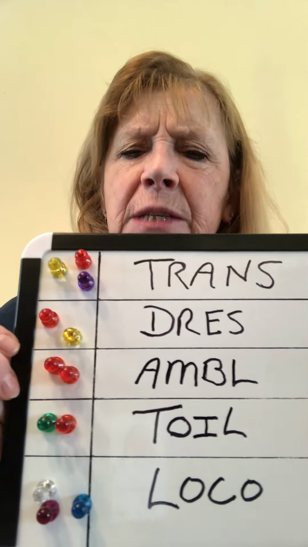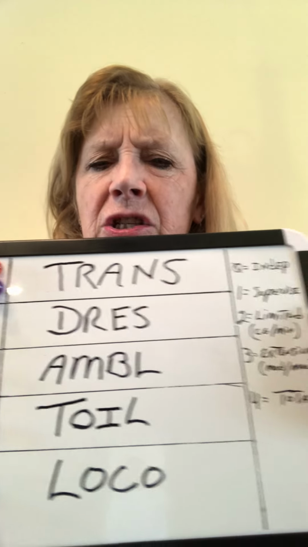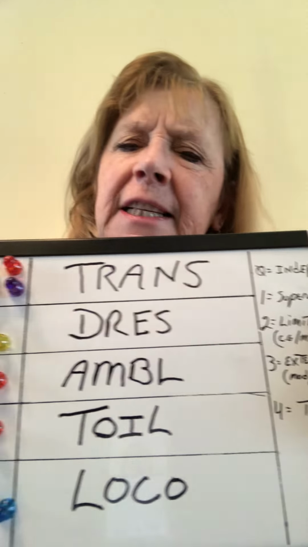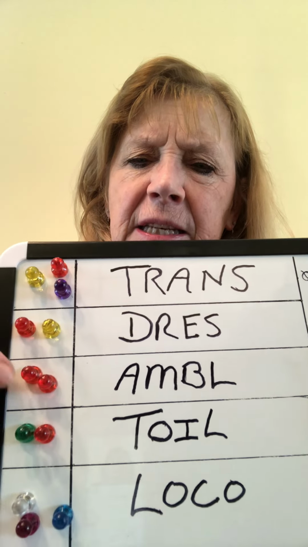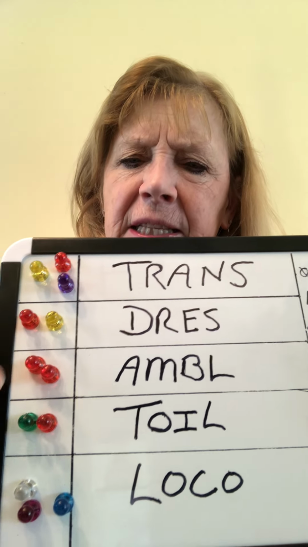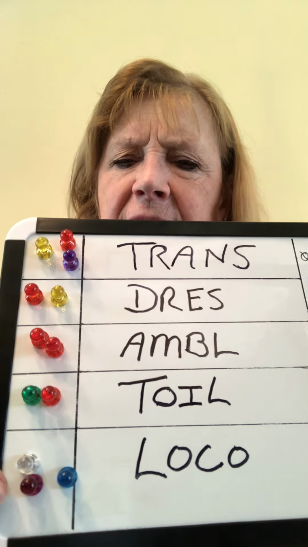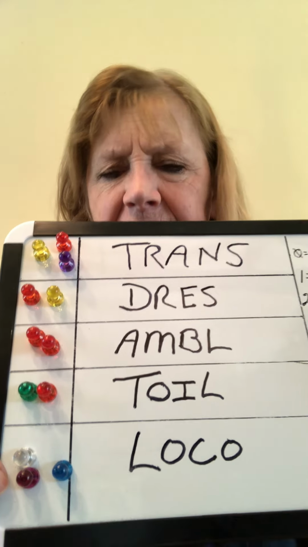So right now, this person has 3 magnets. So if you look at it over here, they're an extensive assist. For dressing, they're a limited assist. For ambulation, they're a limited assist. For toileting, they're a limited assist. And locomotion, they're an extensive assist.